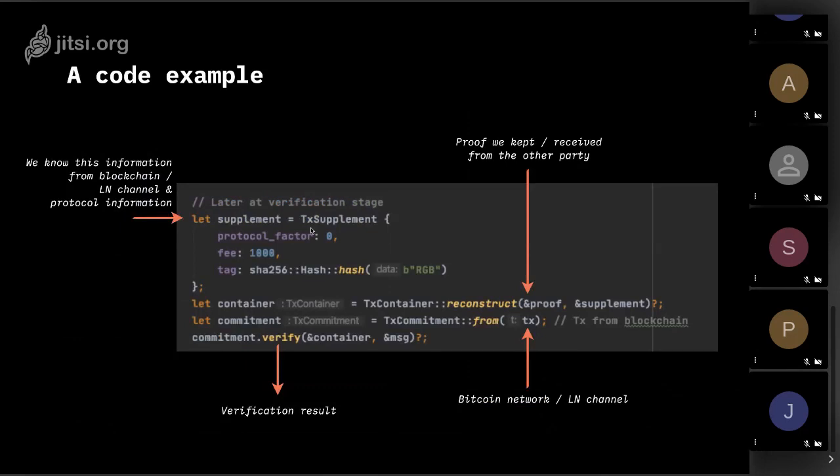The other party, when it would like to verify the proof, takes the proof and creates a transaction supplement from protocol, factor, fee, and tag, which is publicly known information. So it reconstructs the supplement and then reconstructs the container from the supplement and the provided proof. Then it reconstructs the commitment from the Bitcoin blockchain transaction taken from Bitcoin Core or Lightning channel or wherever it is, and verifies the commitment against the container and message. And it either gets true or false, or error, meaning that something was done in a wrong way.